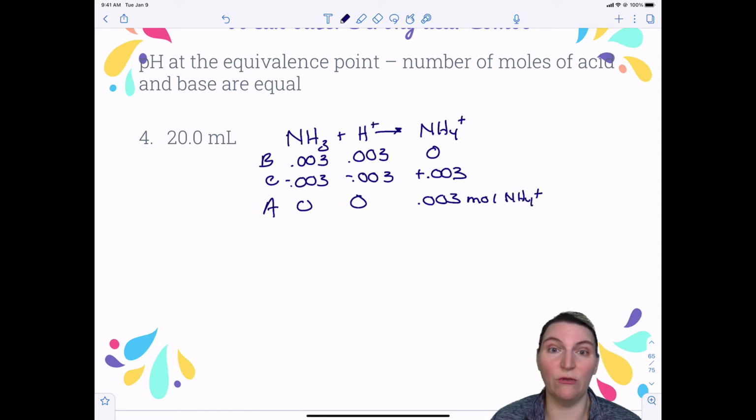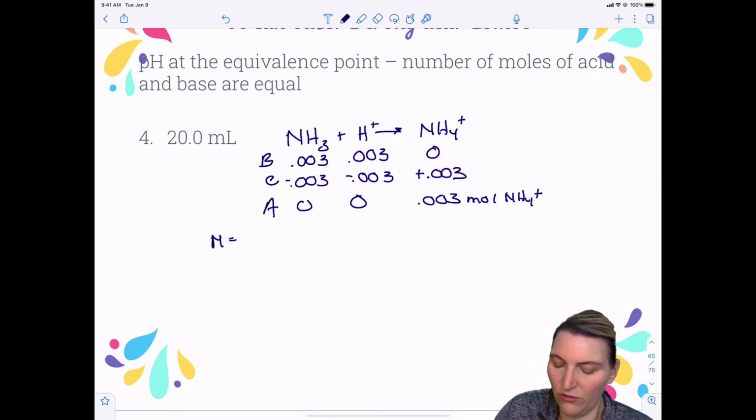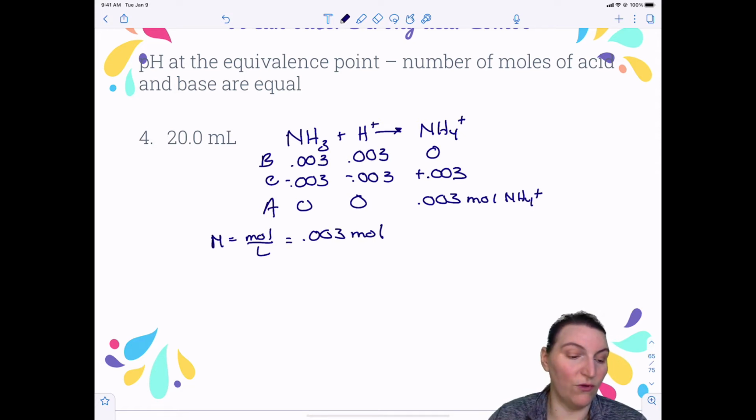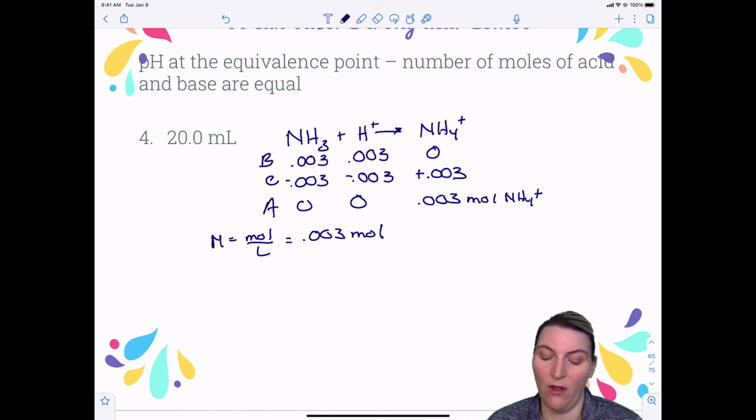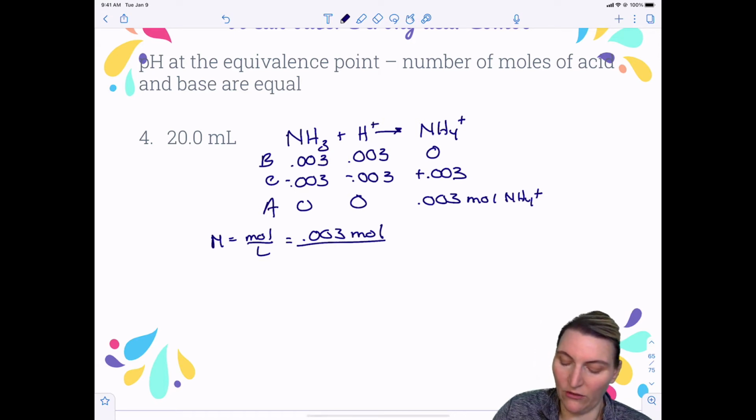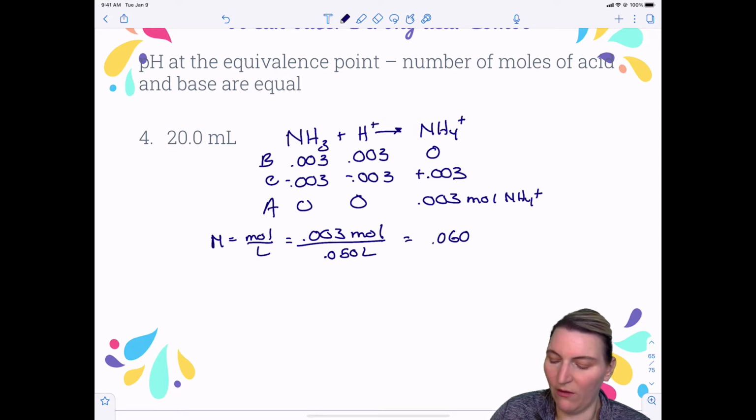And in order to use the ICE chart, we're going to need to change that into molarity by using the total volume of the solution. So 0.003 moles. And remember, we started out with 30 milliliters of the ammonia. We've now added 20 milliliters of the strong acid. So 50 milliliters or 0.050 liters. So the molarity is 0.060 molar solution of NH4 plus.